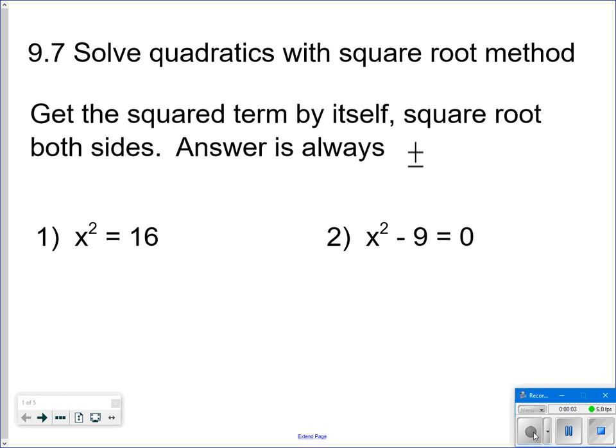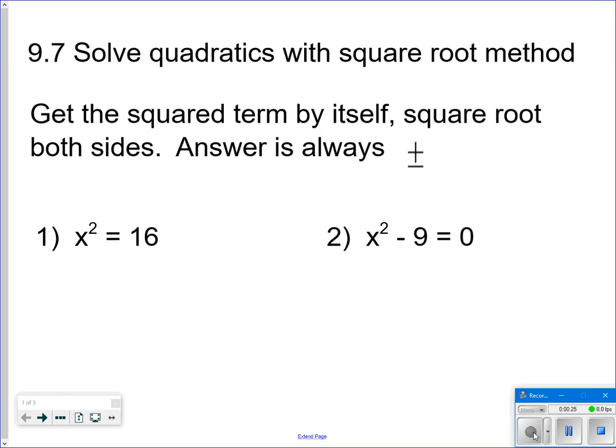Today I'm going to show you one of the methods that we have to solve quadratic equations. Remember, so far we've talked about solve by graphing, we've solved by factoring. Now we're going to look at solving by square roots. So yesterday you learned how to reduce radicals. We're going to use that to help us with solving the equations by the square root method.